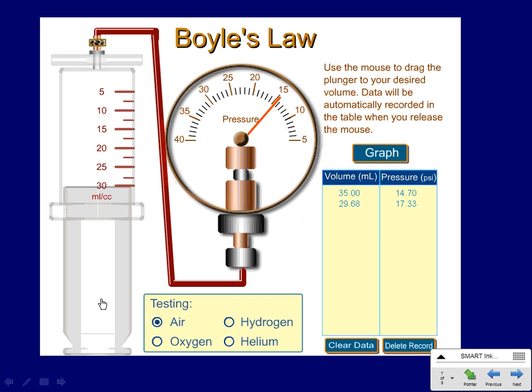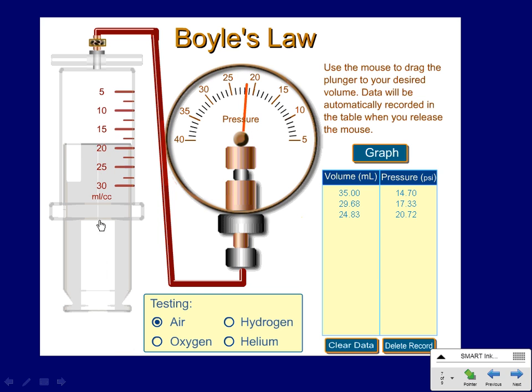29.68 milliliters is 17.33 psi. Now you might think, oh, this is a simulation. This isn't real science. And I would agree. This simulation only works as well as the programmer made it. But we could have done it with that real apparatus. It does work. I'm going to move this to 20. They seem to be all a little higher by 5. And so I've got 24.83 milliliters, and the pressure is 20.72 psi.